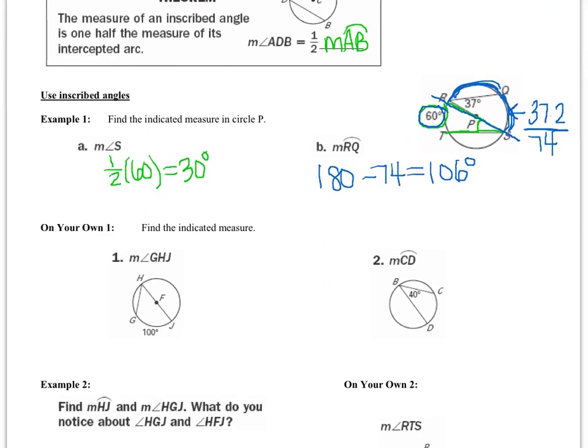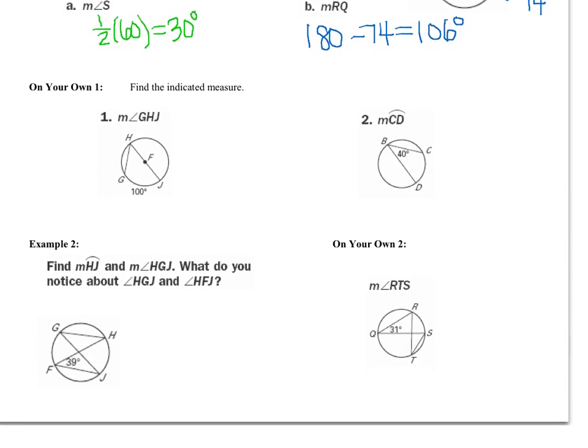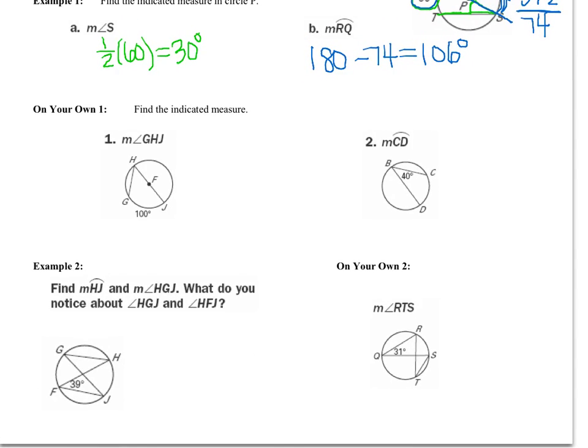So try this next one on your own, pause it and try it, and then come back. Okay, so it says find the indicated measure. So number 1, the measure of angle GHJ. So angle GHJ is right here. We want to find this angle. Well, this arc's 100, so half of 100, because I know the arc's twice as big as the angle, is 50 degrees. So that angle is 50 degrees.